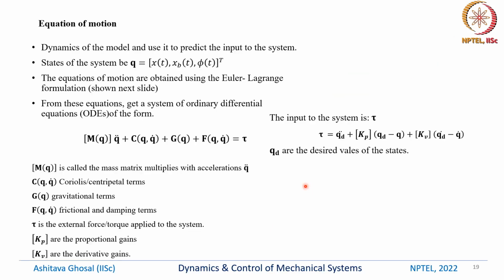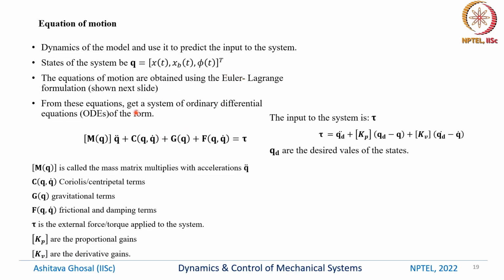So we can obtain the equations of motion in terms of the q's, which are xt, xb, and phi t. We use the Euler-Lagrange formulation. I will show you a little bit later what are the equations of motion which we obtain. But we have looked at Euler-Lagrange formulation earlier. So basically we find the kinetic energy of the system, we find the potential energy of the system, we obtain the Lagrangian, and then we do all those derivatives.